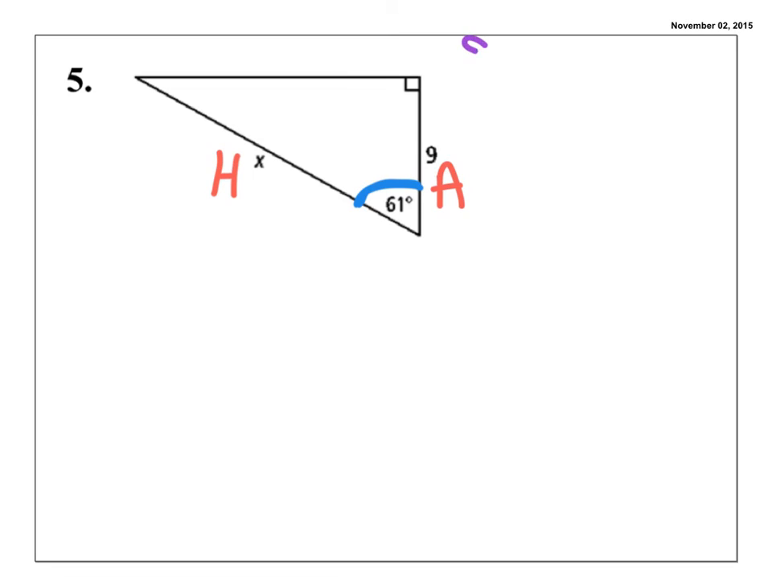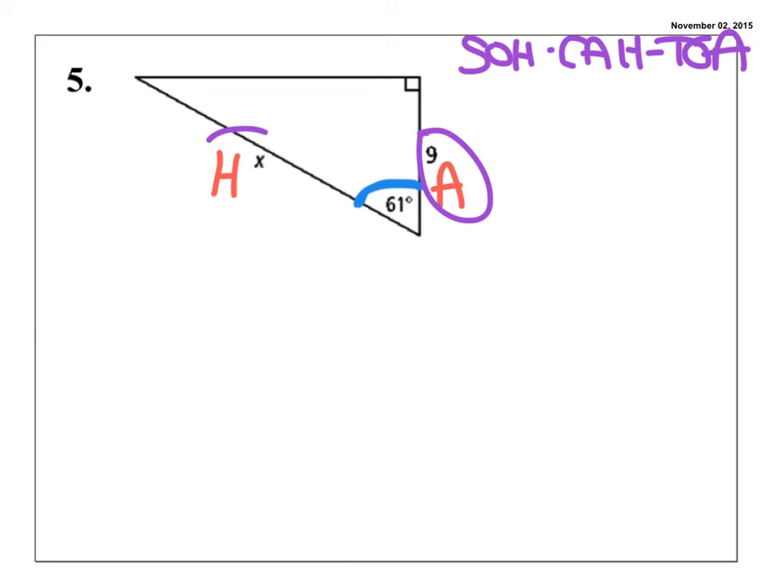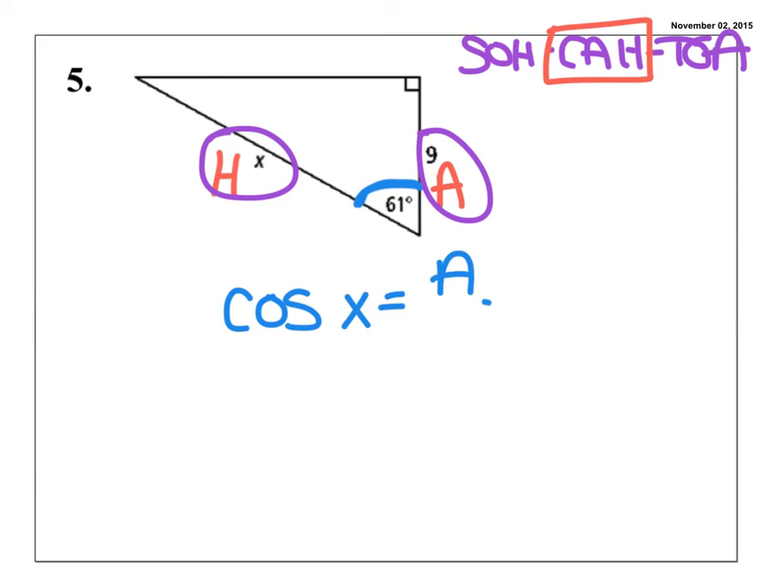Now, thinking about my SOHCAHTOA, I have adjacent and I have hypotenuse, so that tells me I absolutely have a cosine function here. Now, I am going to write out my cosine equation. Cosine of x is equal to adjacent over hypotenuse.